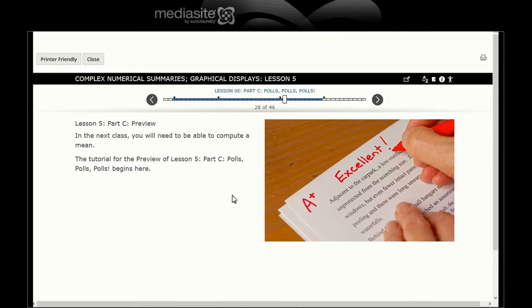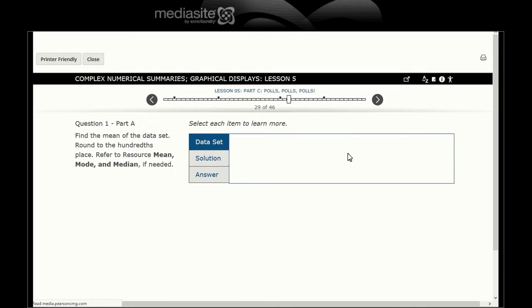So in the next class you will need to be able to compute a mean. Tutorial for preview of lesson 5, part C, pose, begins here. Okay. So find the mean of the data set. Round to the 100th place. Refer to resources, mean, mode, mean if need be.